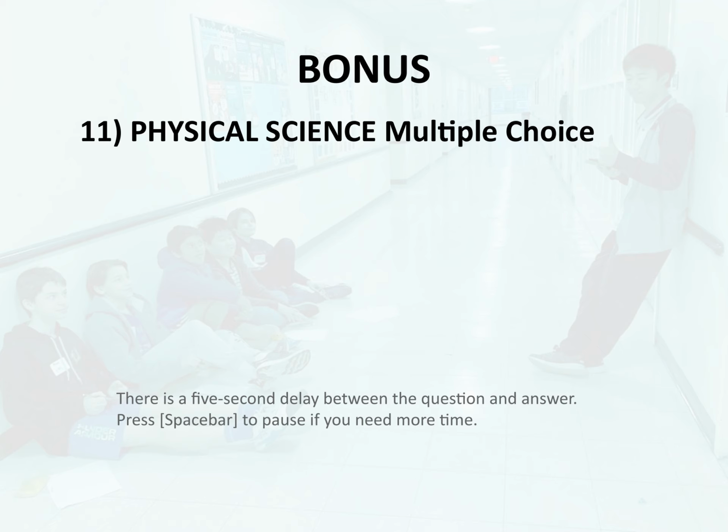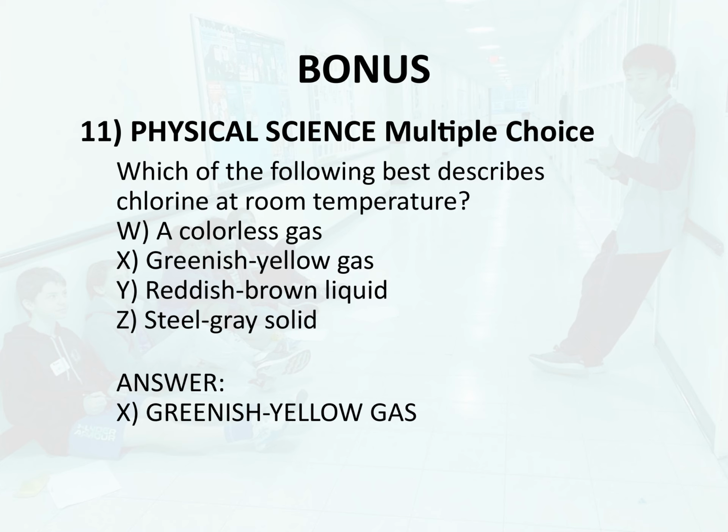Bonus 11. Physical science. Multiple choice. Which of the following best describes chlorine at room temperature? W. A colorless gas. X. Greenish-yellow gas. Y. Reddish-brown liquid. Z. Steel-gray solid. Answer: X. Greenish-yellow gas.